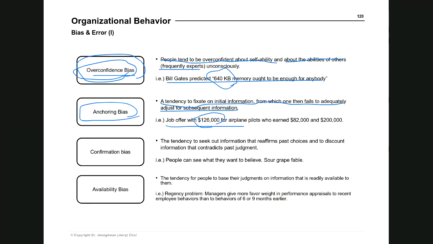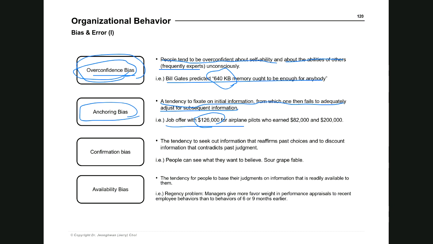Okay, good. No, I made a mistake. I'm sorry. So you want to hire a pilot. Maybe you can offer $126,000 for the job. Okay, good.